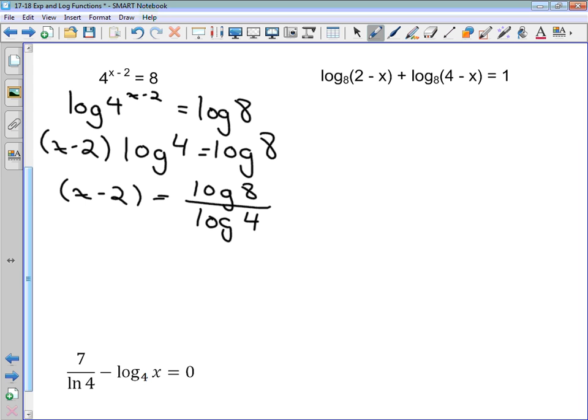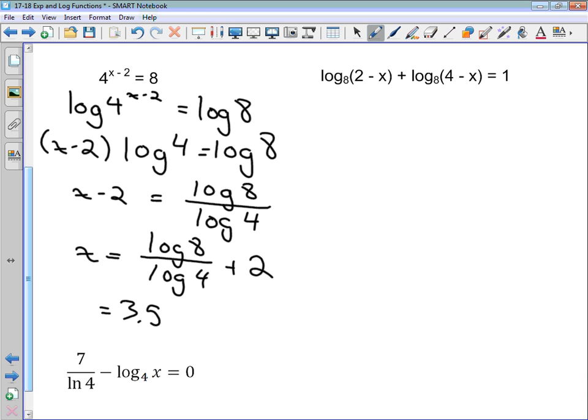Okay? And now I don't even need these brackets over here, so I'm going to erase them. I got x minus 2 equals log 8 over log 4. How do I solve this thing for x here, Luca? Just add 2 to both sides. Okay? Log 8 over log 4 plus 2. And now you've got something that you can put into your calculator here. Log 8 divided by log 4 gives you 1.5. You add the 2 and you get 3.5.